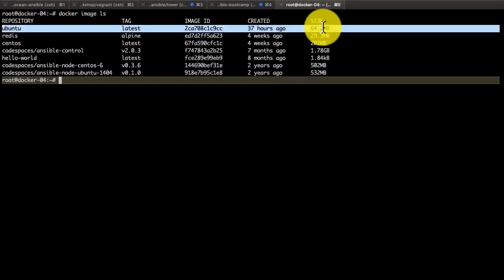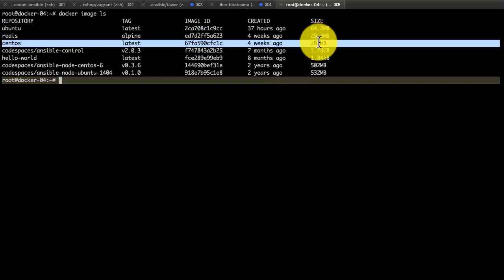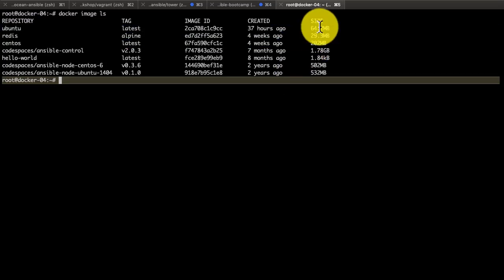The one with Ubuntu is just 64 MBs, and the one with CentOS is about 202 MBs. That's definitely smaller than a VM's image. And that was our comparison between the VMs and containers.